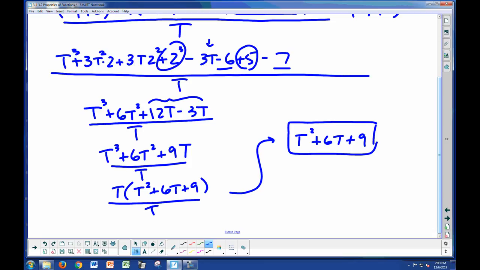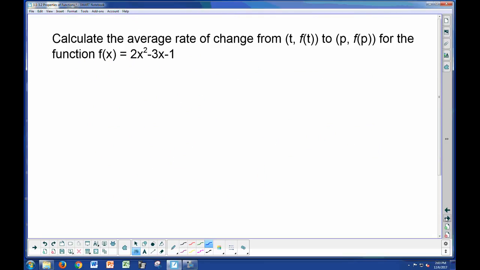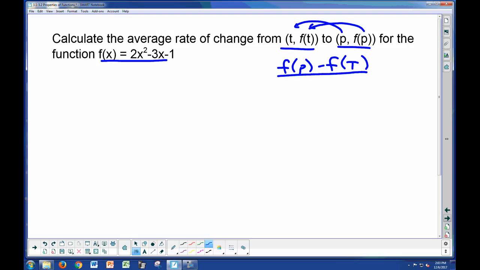We're going to finish this out with one last problem, and that's going to be an average rate of change from t, f of t, to p, f of p, for a function that's now quadratic. So this one does not give us the difference quotient, so we have to write it out. I'll go in this direction here. So it's going to look like this, f of p minus f of t all over p minus t. And obviously in this case, we're going to want to cancel that p minus t in our function. 2p squared minus 3p minus 1. Okay, that's going to be my first part.